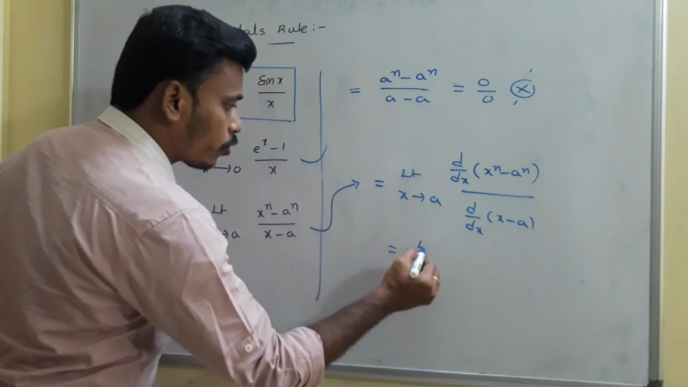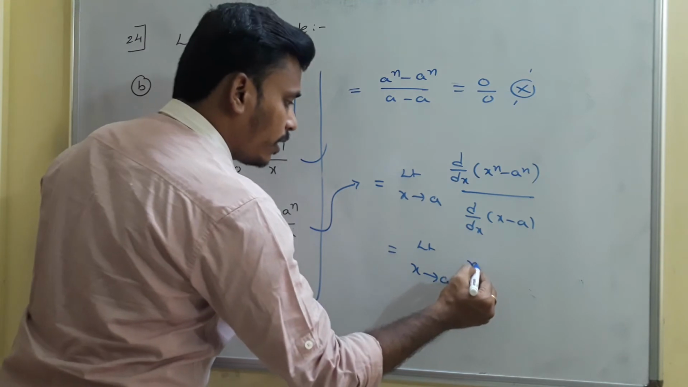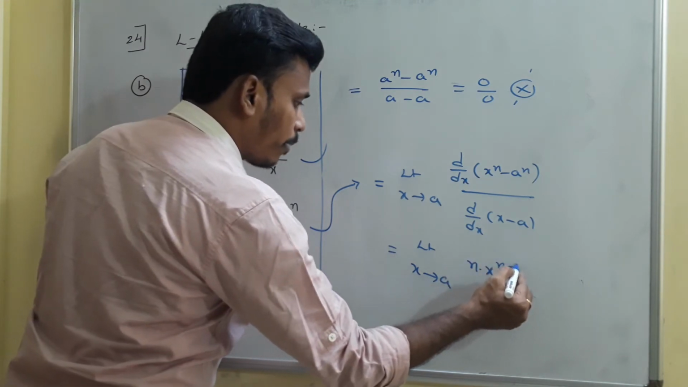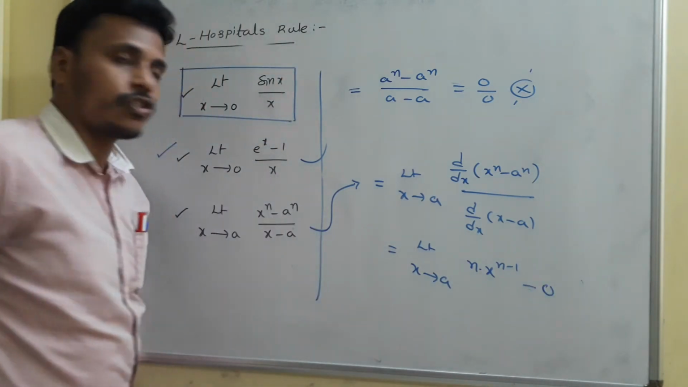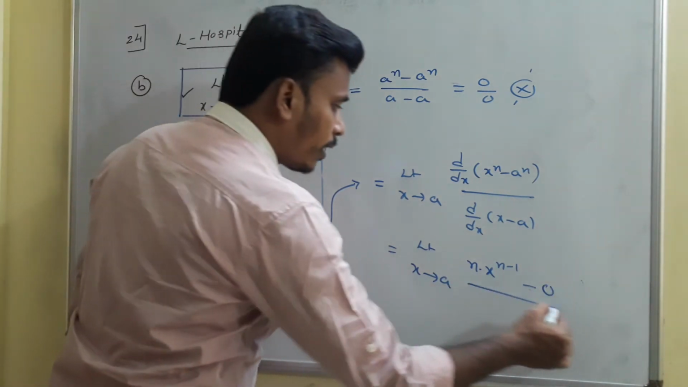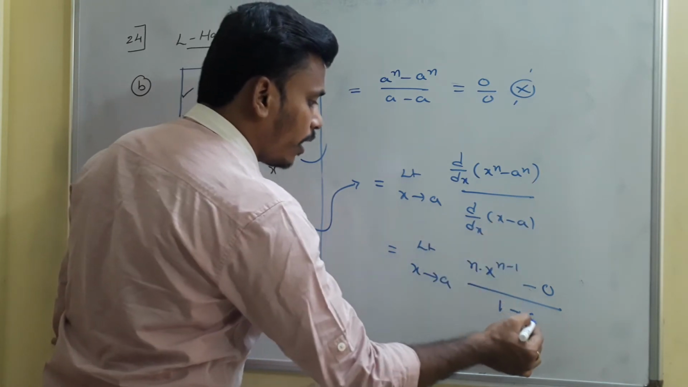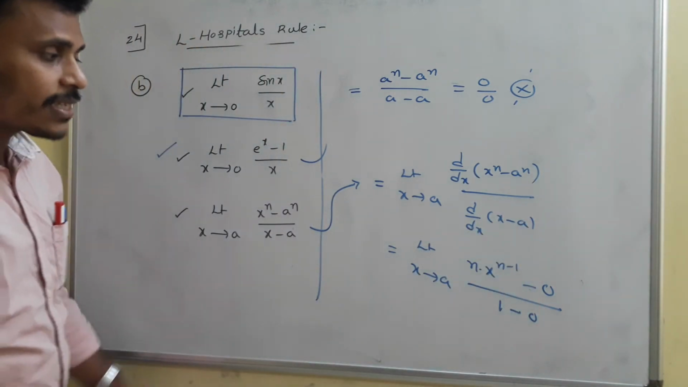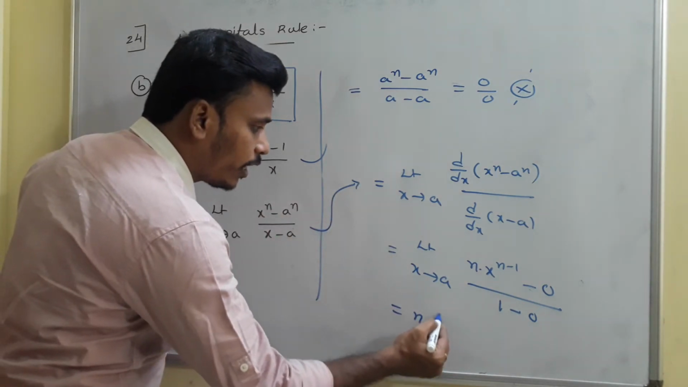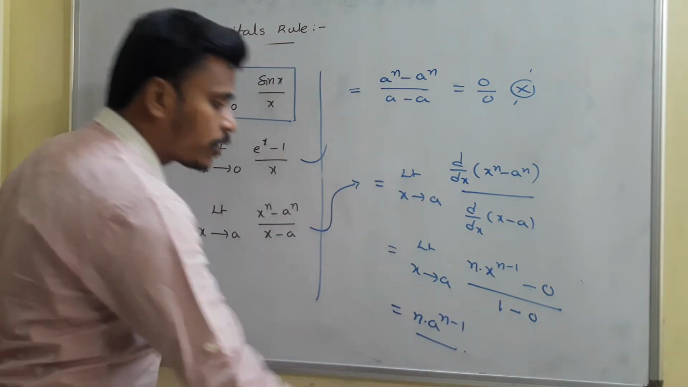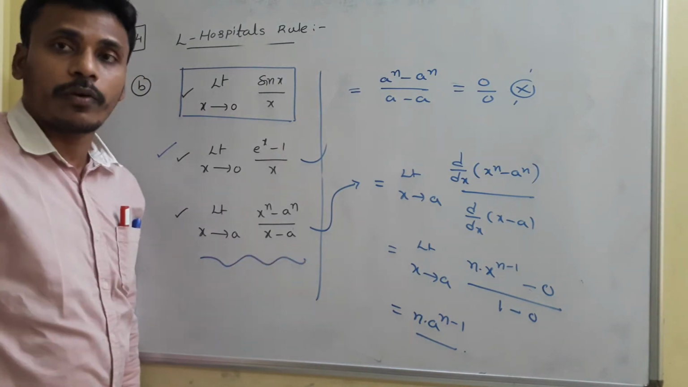So this is equal to limit x tends to a, d by dx of x power n, which is n into x to the power n minus 1, minus d by dx of the constant a power n, which is 0, divided by d by dx of x, which is 1, minus d by dx of constant a, which is 0. So as x is tending to a, replace x with a and you will get n into a to the power n minus 1 as your answer. As we already know, the limit value is n into a to the power n minus 1.